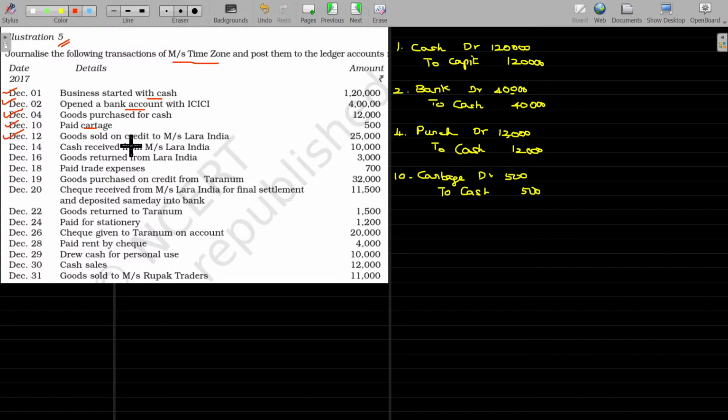December 12th, goods sold on credit to Mrs. Lara India. Credit sales, then party's name should be debited here. The date of transaction being 12th December. Mrs. Lara India debit to sales. This value being 25,000.